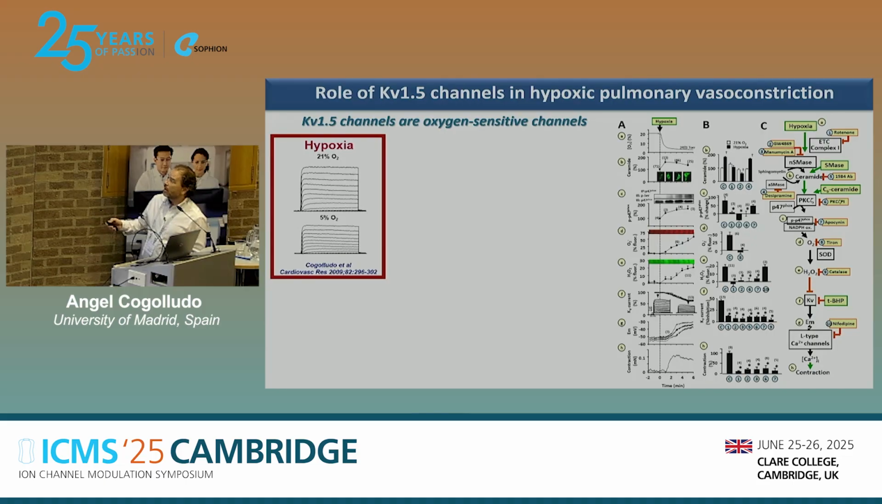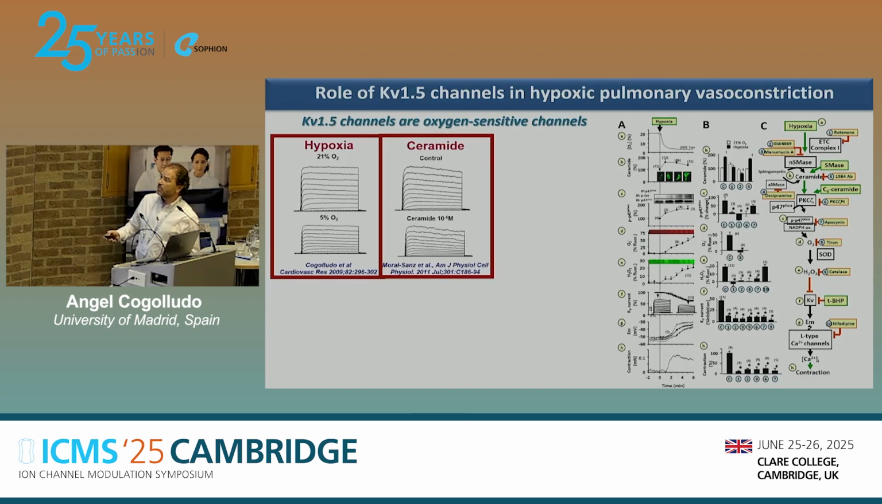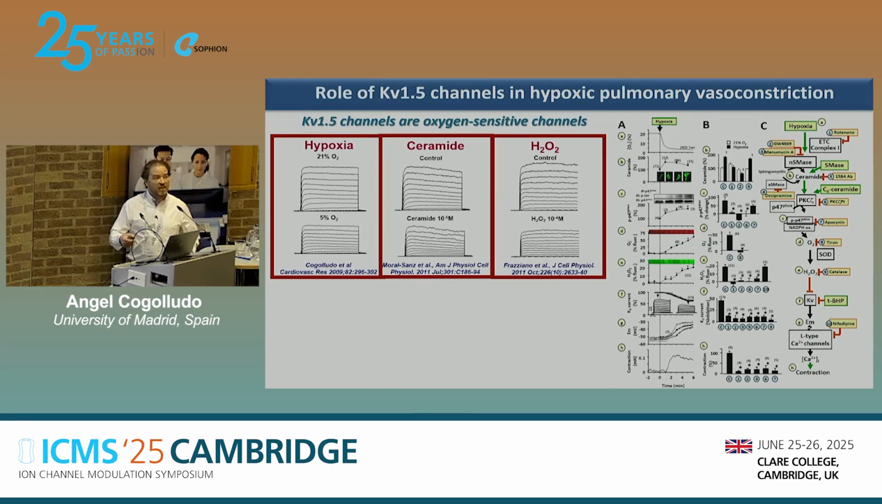We found that there was an initial increase in the mitochondrial reactive oxygen species, which was followed by neutral sphingomyelinase-derived ceramide production, which further amplified the reactive oxygen species increment through the activation of NADPH oxidase, leading to the inhibition of this current, membrane depolarization, and finally the hypoxic-induced vasoconstriction. But beyond and following this suggestion, we found that several of the mediators like ceramide or hydrogen peroxide mimic the effect of hypoxia, inhibiting these Kv1.5 channels.